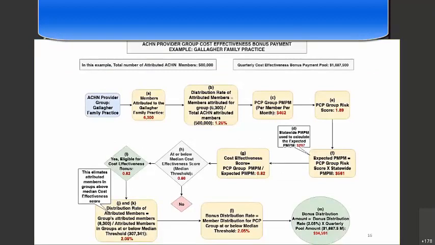Now, for our illustrative scenario, we'll consider Gallagher Family Practice, a participating PCP group. For this example, we're going to walk through 3 primary process steps. Number 1, member attribution. Number 2, cost effectiveness scoring. And number 3, bonus payment determination. These steps will all be illustrated below in our flow chart, and after each process step, we'll go to a more detailed illustration that compares Gallagher Family Practice to 9 other hypothetical statewide practices.